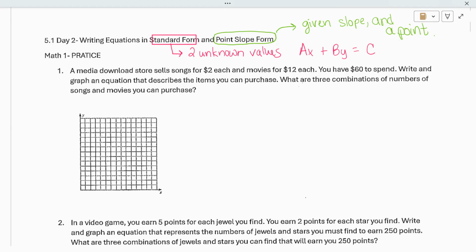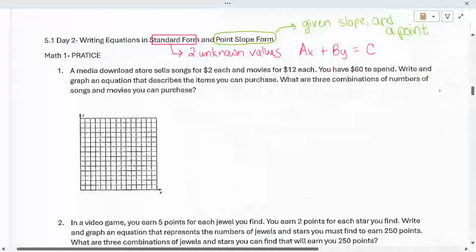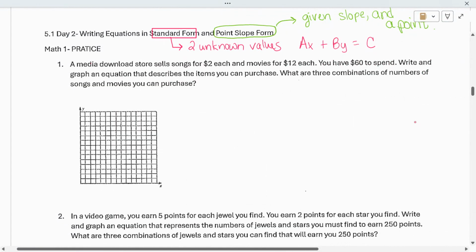So a media download store sells songs for $2 each and movies for $12 each. You have $60 to spend. Write and graph an equation that describes the items that you can purchase. I'm trying to pull up Desmos as I'm talking. I'm struggling. And then we have to give 3 combinations of the numbers of songs and movies you can purchase.